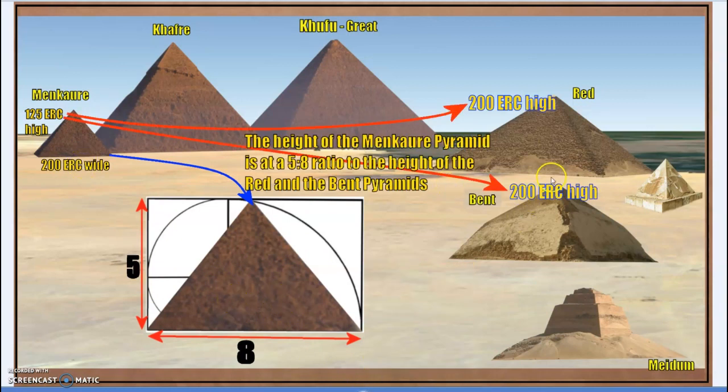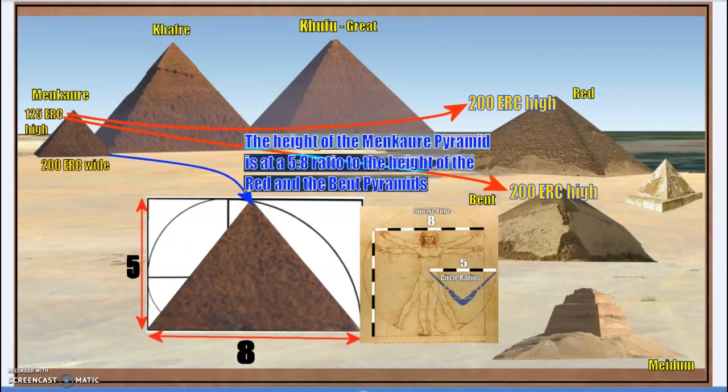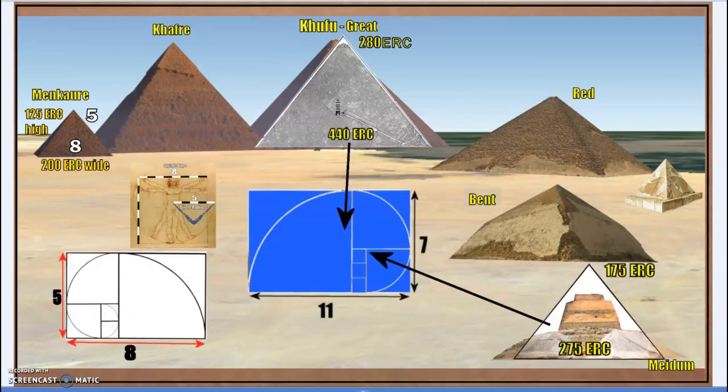Now the Red and the Bent Pyramid are both 200 Egyptian raw cubits high. So the height of the Menkaure Pyramid is 5 to 8 the height of the Red and the Bent Pyramid. So we see the first of those connections. This ratio connects the height to the base, okay, so Menkaure Pyramid.